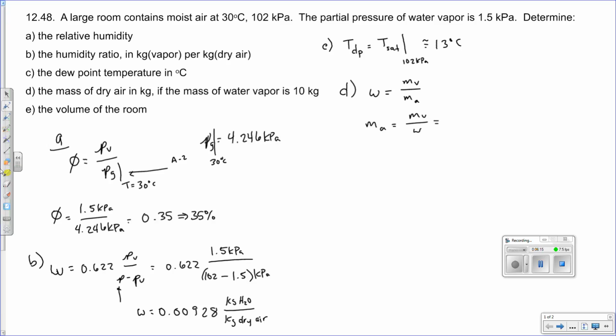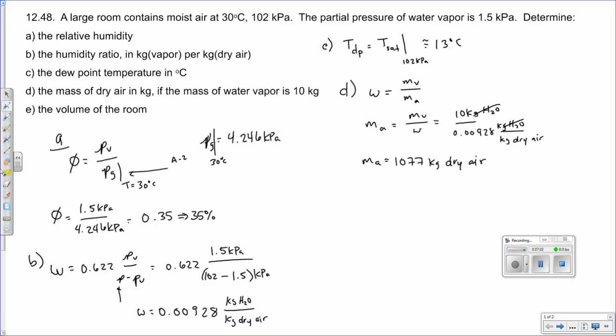The mass of vapor is provided for us. They say, what if it were 10 kilograms? What is the mass of dry air? So we divide this by 0.00928 kilograms H2O over kilogram dry air. In the numerator, the 10 kilograms is of H2O, so kilogram H2O cancel out with one another. A per kilogram of dry air in the denominator means that the units are, as we should expect, kilograms of dry air. This is 1077 kilogram dry air.